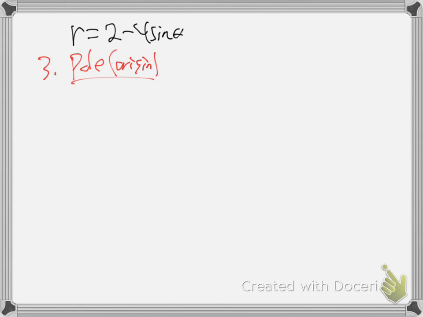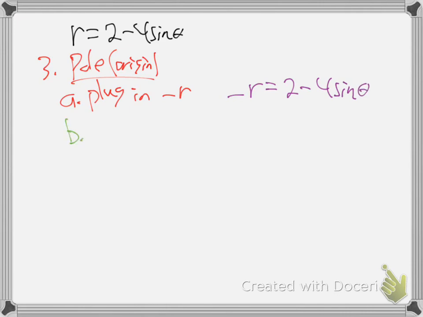So step 3. So we got r equals 2 minus 4 sine theta. Test number 3, which is pole or origin. We're going to do A: plug in negative r. So you just take this equation and plug in negative r. So negative r is 2 minus 4 sine theta. Good. B, simplify.